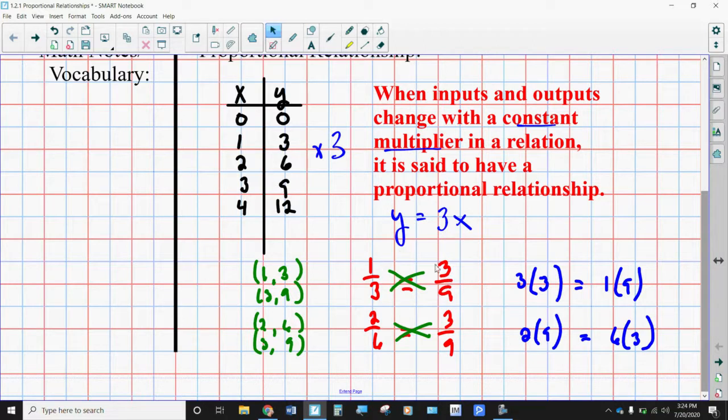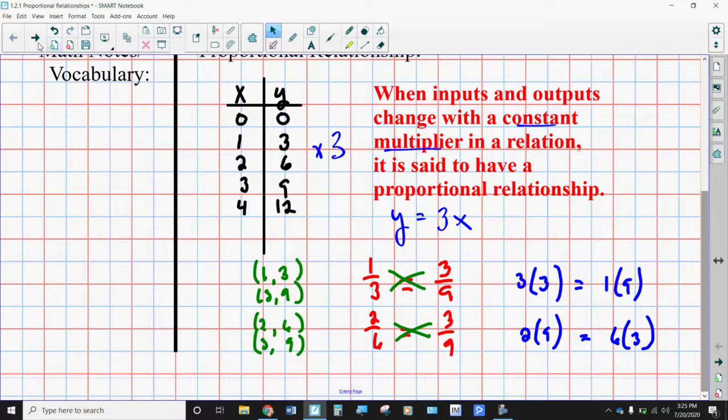You can test it by looking for a giant 1. Multiply this times 3, you get 3. Multiply that times 3, you get 9. So they're equivalent to each other. Or you could do the cross products, and the cross products will always be equal to each other. In a situation like this, 2 over 6 is equivalent to 3 over 9, not because you're multiplying by 3, but in this case, you multiply 2 times 1.5, which would give you 3, and 6 times 1.5 would give you 9. But once again, the cross products are both equal to 18, which proves that all these ordered pairs are proportional in nature.